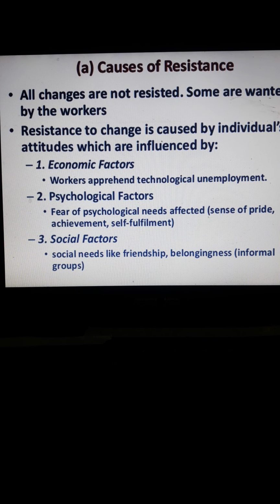Next, resistance to change caused by individuals, economic factors, workers apparent technological unemployment. So, yung mga economic factors, workers apparent by technological unemployment, kung there are a lot of technology has been introduced, usually magkaroon ng unemployment yan. Psychological factors, fear of psychological needs, affects sense of pride, achievement, and self-fulfillment. And social factors. So, social needs like friendship, belongingness, and informal groups. So, usually yung mga resistant kasi bago yung tao, yung bagong ugali.